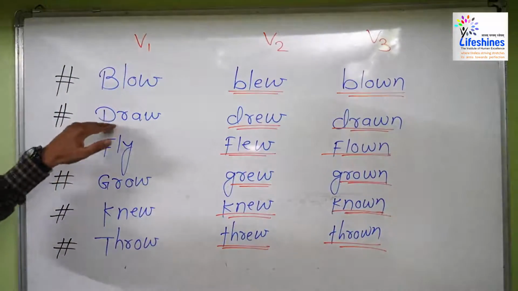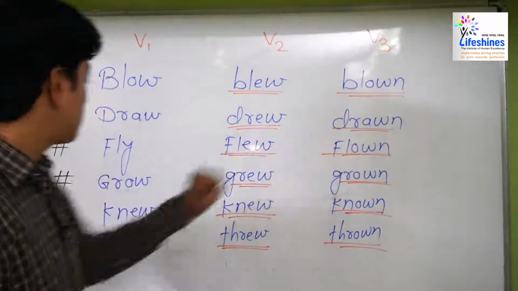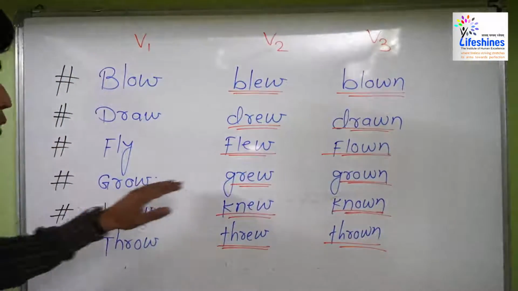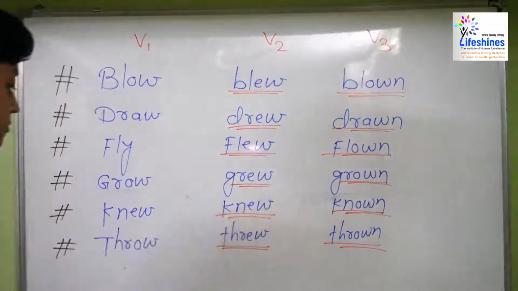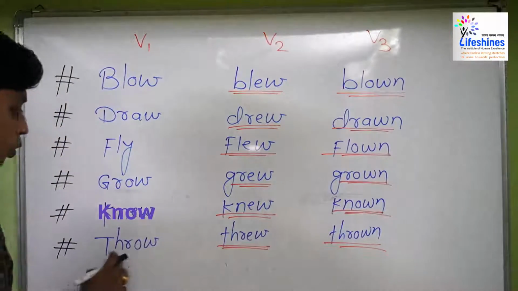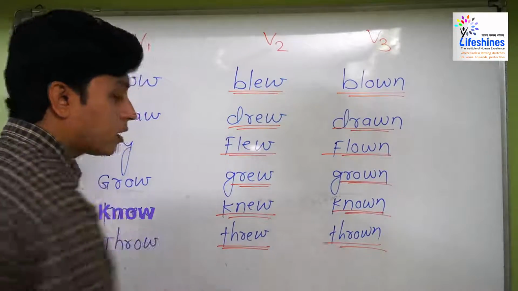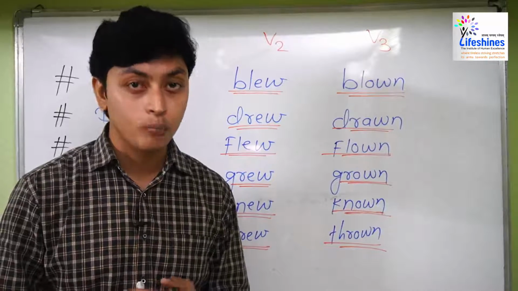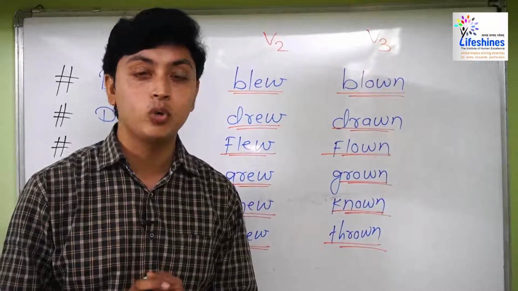Now look at this: draw, drew, drawn; fly, flew, flown; grow, grew, grown; know, knew, known; throw, threw, thrown. Getting it? How easy it is? If you can find more like this, please let me know in the comment box.